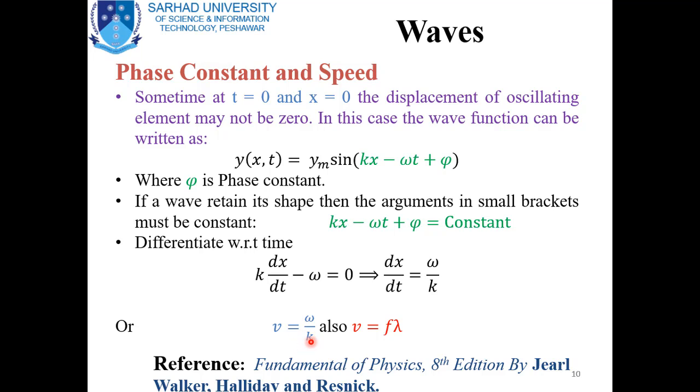So put the value of omega, which is equal to 2 pi f, and the value of k, which is equal to 2 pi divided by lambda. 2 pi will cancel with 2 pi and we will be left only with f lambda. Velocity of a wave is also equal to f into lambda, where f is the frequency of a wave and lambda is the wavelength of that wave.